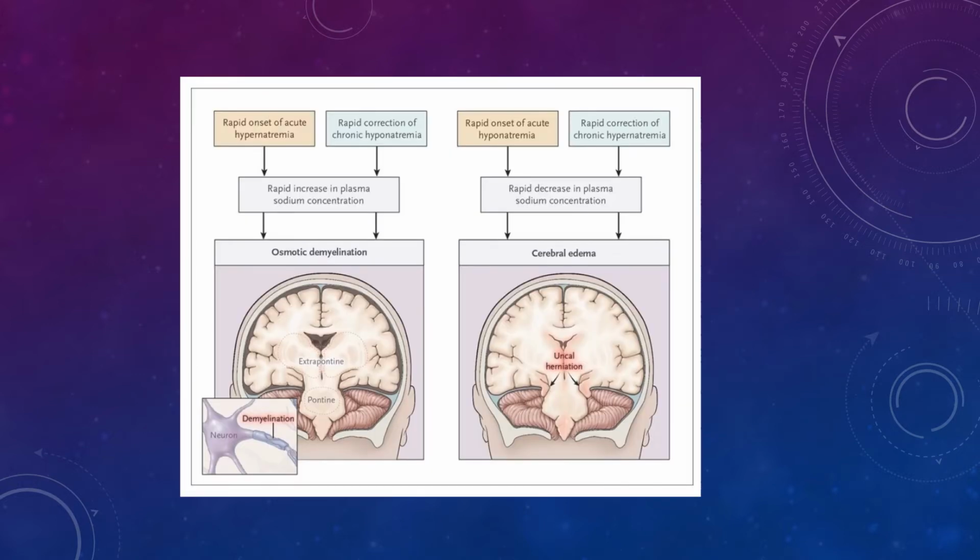So in the setting of hyponatremia, you don't want to correct chronic hyponatremia too quickly, as a rapid increase in plasma sodium can cause central pontine myelinolysis.